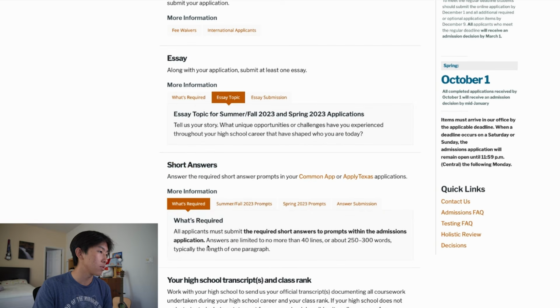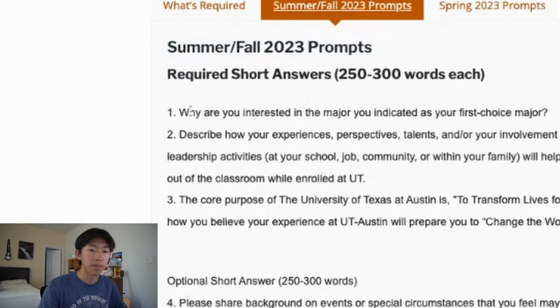Let's see what's required. Okay, honestly, these answers are limited to no more than 40 lines, and typically the length of one paragraph is pretty BS. I'm pretty sure the only thing that matters is that it's around 250 to 300 words. I think a couple of mine actually went over 300 words, so I'm pretty sure this is pretty flexible. Okay, so the first question is your typical why major question. I'll attach a couple of videos and articles that help me write my why major essay, but the good thing about this prompt is that once you've written this essay, you can pretty much use it for as many colleges as you want. Obviously, you'll have to edit the word count and some of the content depending on which college you're actually applying to, but the overall structure can be copied over.